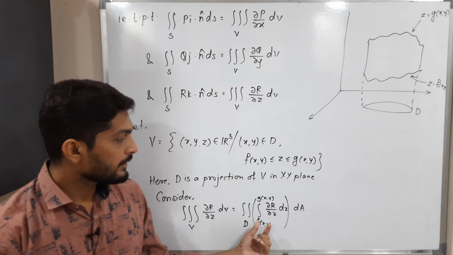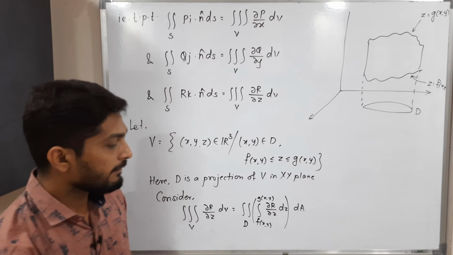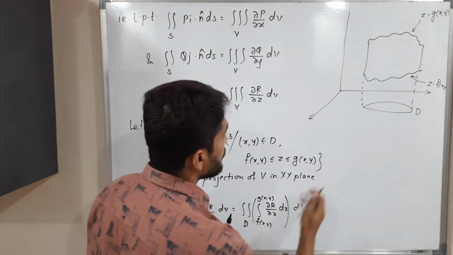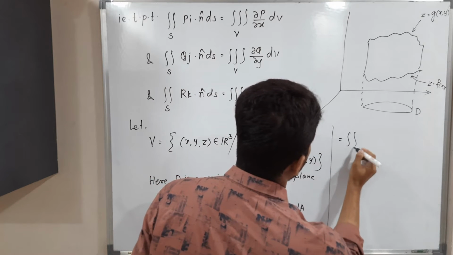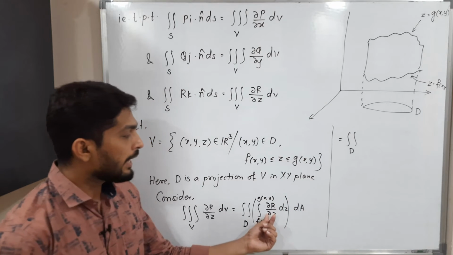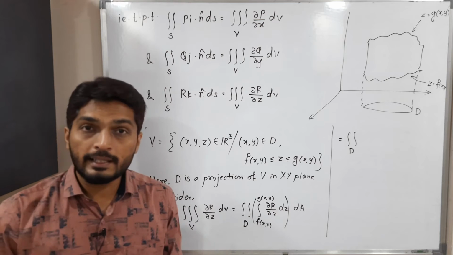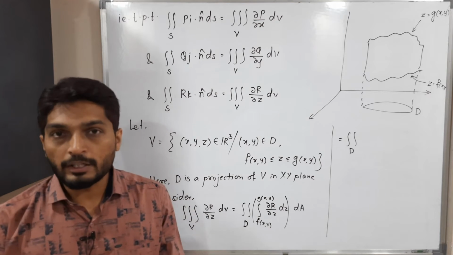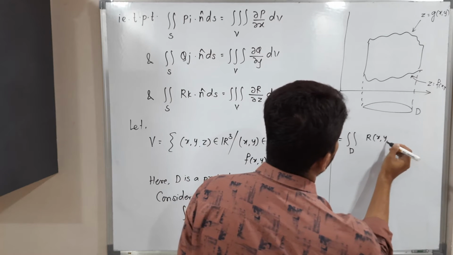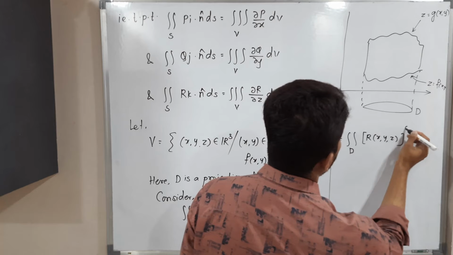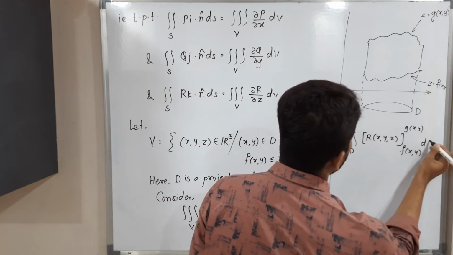For this case we can use the first fundamental theorem of calculus. But I will solve step by step. So let me write here. This is equal to the double integration over D. Here we are differentiating with respect to z as well as integrating with respect to z, so derivative and integration will cancel each other and we will simply have r of x, y, z with upper limit g of xy and lower limit f of xy, and dA is still there.